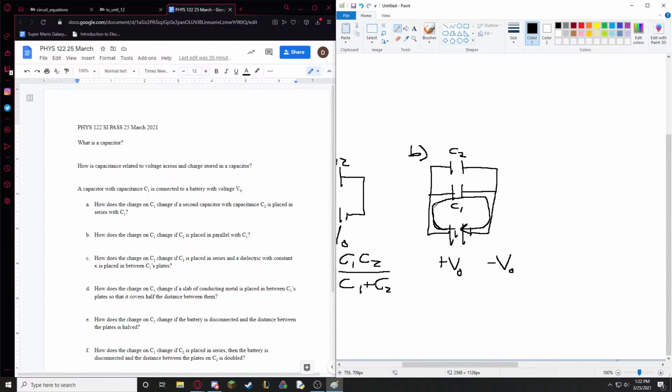Same thing if we go through the battery, up through C2, and back down to the battery without going through C1. So essentially, our voltage drop across C1 and across C2 are both exactly the same, and it's the original voltage drop, which is just V naught. So how do we get the charge on C1 from the voltage drop?